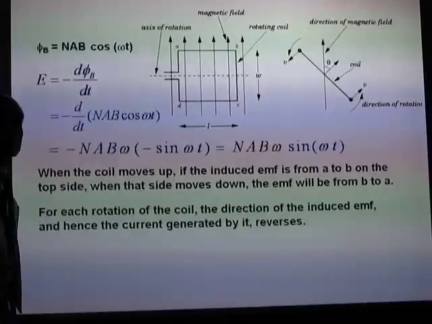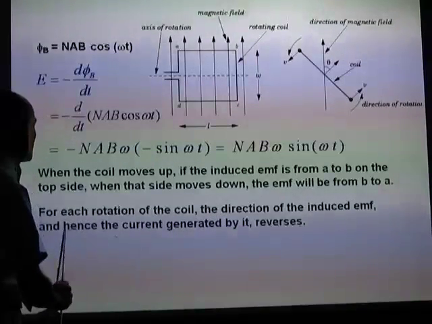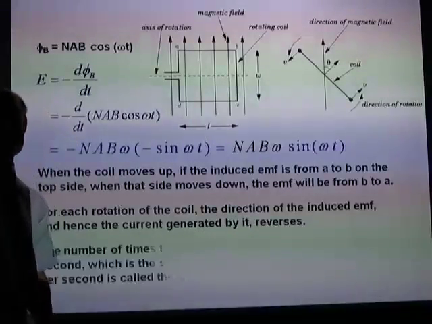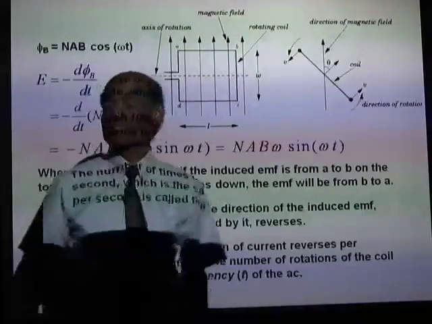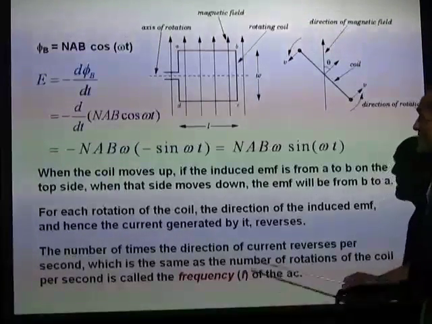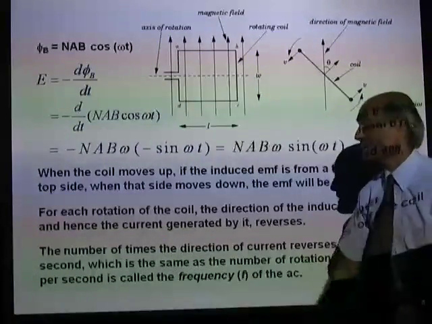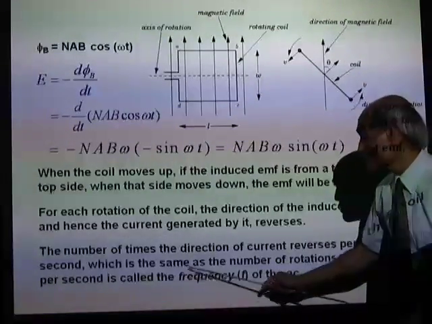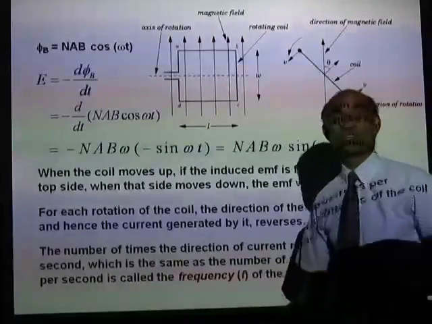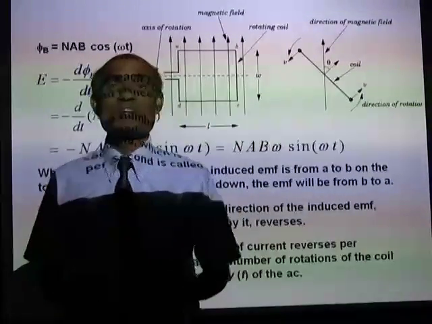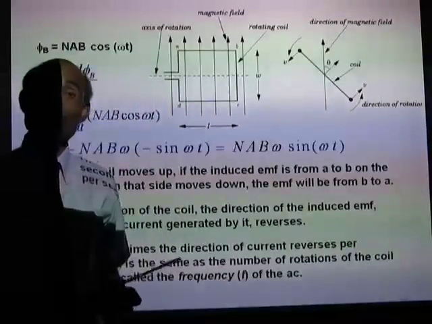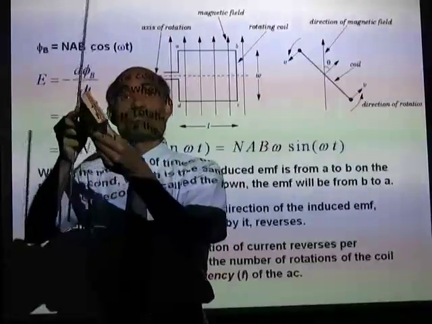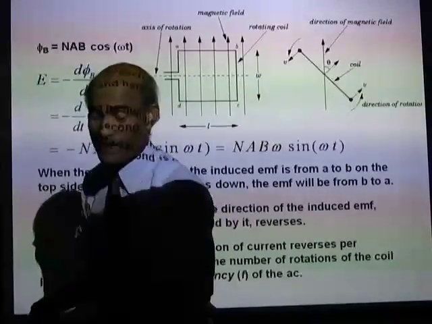Now, for each rotation of the coil, the direction of the induced EMF and hence the direction of the induced current will reverse, and that's why we call it the alternating current. The number of times the direction of current reverses per second, which is the same as the number of rotations per second, is called the frequency of the AC. The normal AC that we use in our homes and offices has a frequency of 60 Hertz. That means the coil that generates the current will rotate 60 times inside the magnetic field.